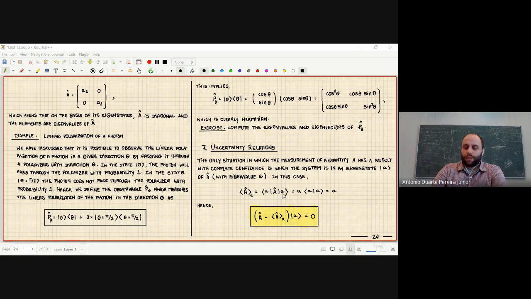And since |a⟩ is an eigenstate of A, when I act with A hat on this ket, I will get the eigenvalue times the ket, right? By definition, A acting on |a⟩ is just the eigenvalue times |a⟩. So when I act with A hat on |a⟩, I will get the number a times |a⟩. But the number I can just pull out of my scalar product.